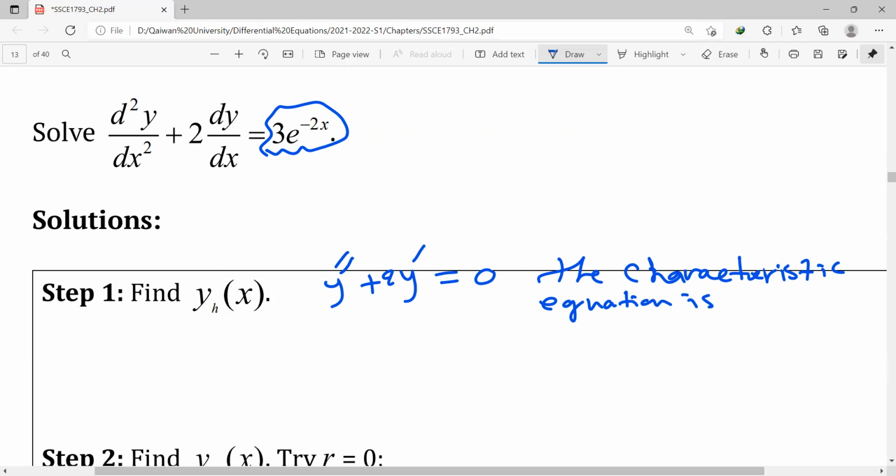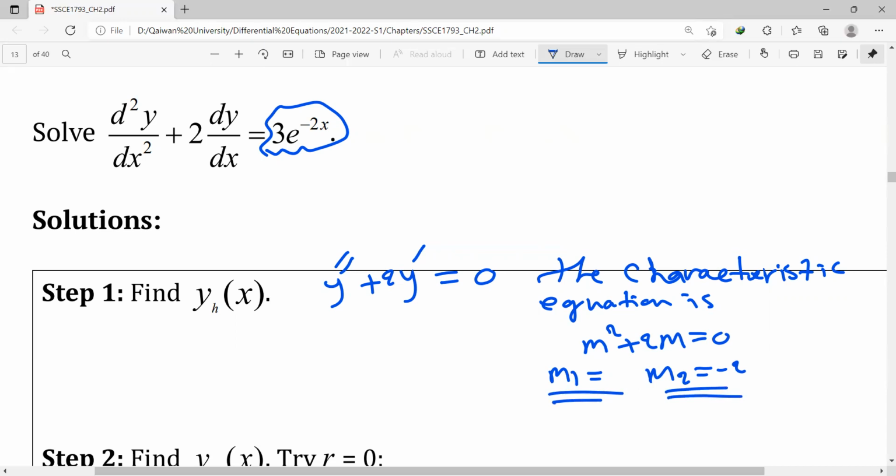m squared plus 2m equals 0. From this, we can say m1 equals 0 and m2 equals -2. We take m as the common factor: either m is 0 or m plus 2 is 0. From m plus 2 being 0, we get m is -2. Here we have these two different values for m.